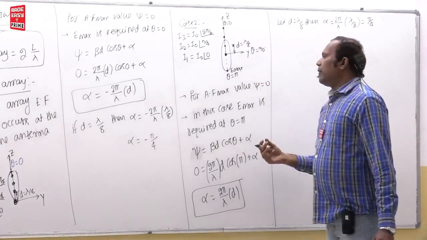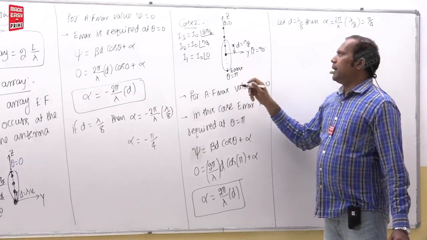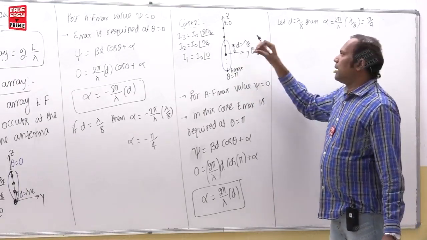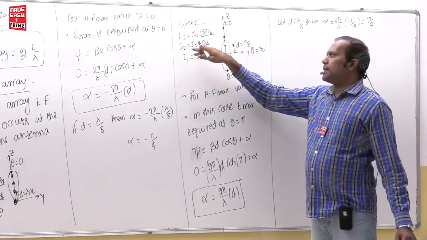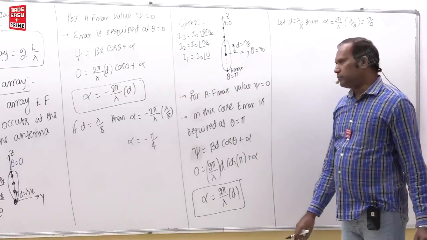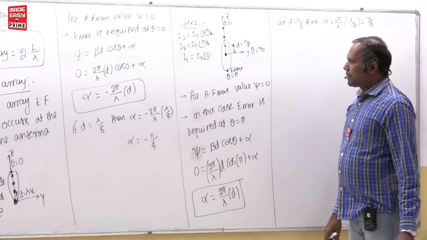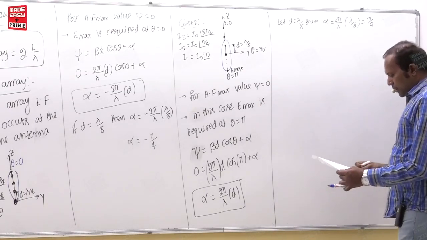So if any student wants maximum electric field in the down direction, then that student has to take d is equal to lambda by 8. Then automatically the currents are given like this, and the student gets maximum radiation in the down direction. So that is the meaning of that.